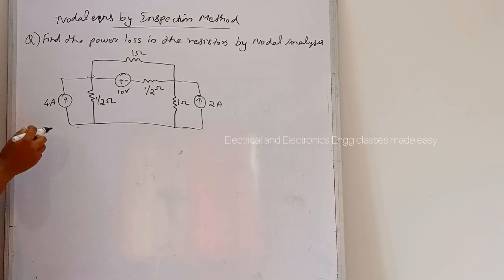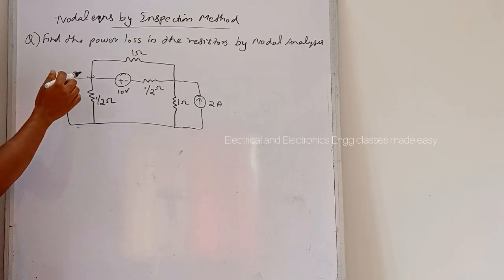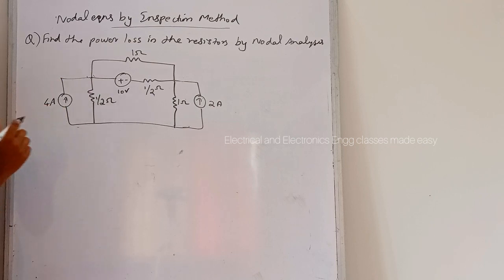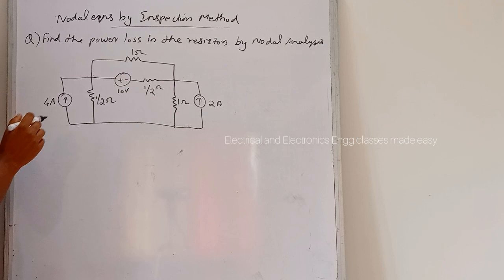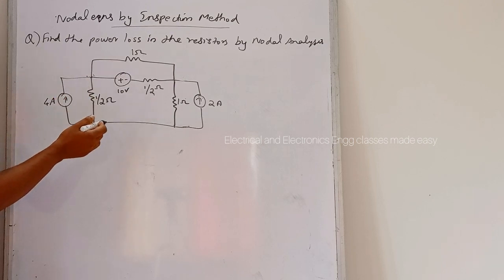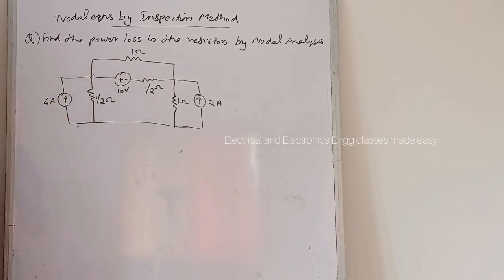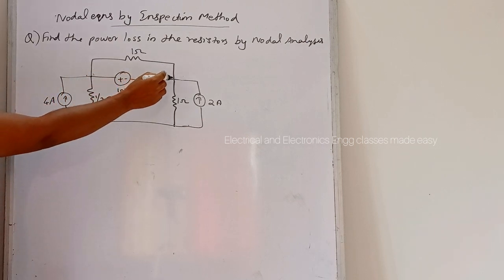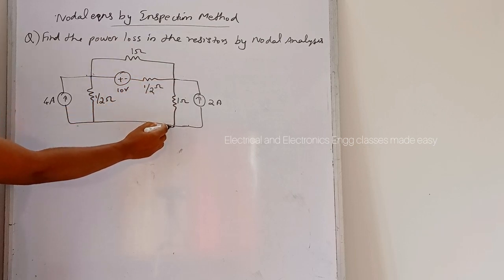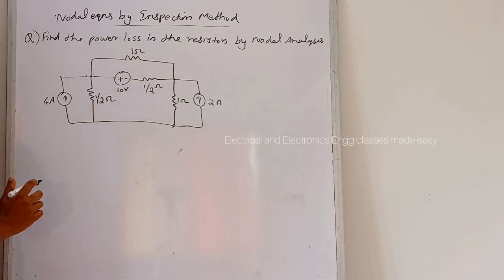Let us go through the problem. Find the power loss in the resistors by nodal analysis. This is the given network. Our first step is to select the nodes and mark the voltages. This is one node, this is the second node, and this is the third, reference node.